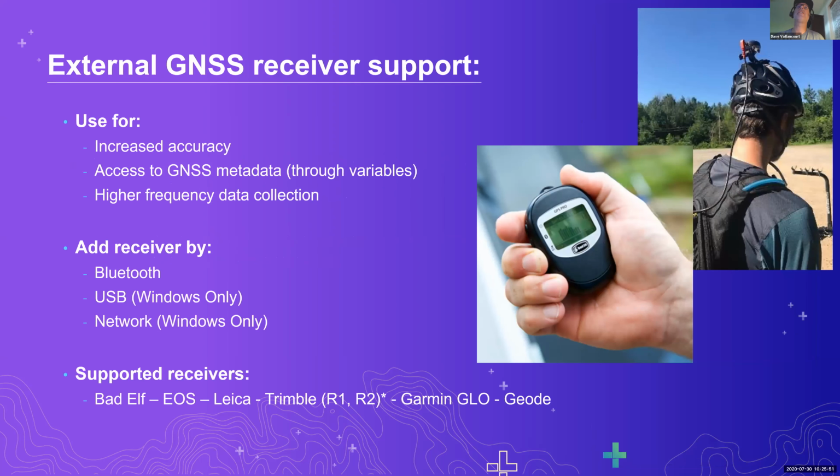And one of the things I do want to mention is the external GNSS receivers will add a lot more capabilities as far as higher frequency data collection. Most devices like a smartphone could give you a location every second. Some of these external devices are much more sophisticated and give you higher accuracy data and higher frequency data collection, like multiple times a second, for example.